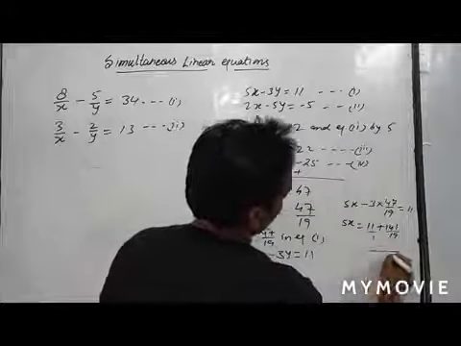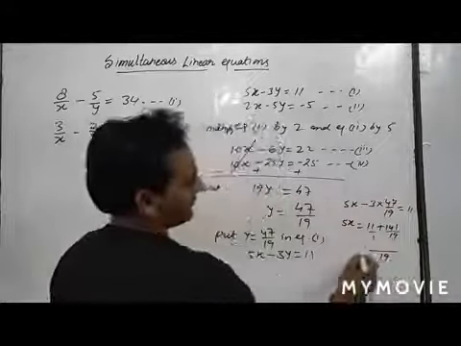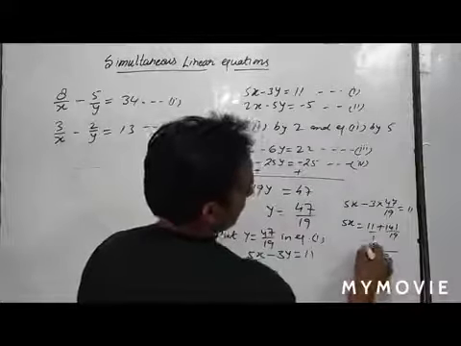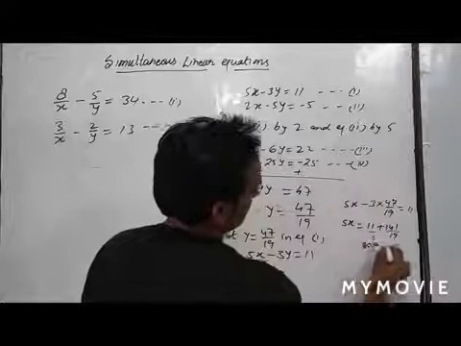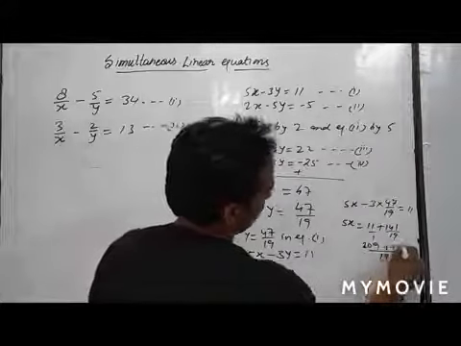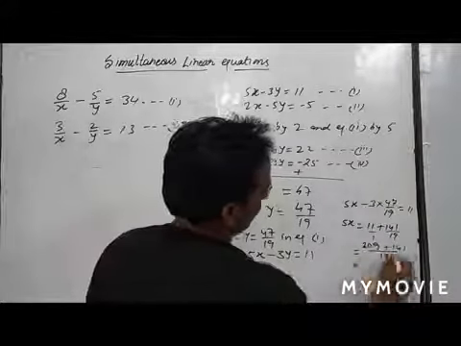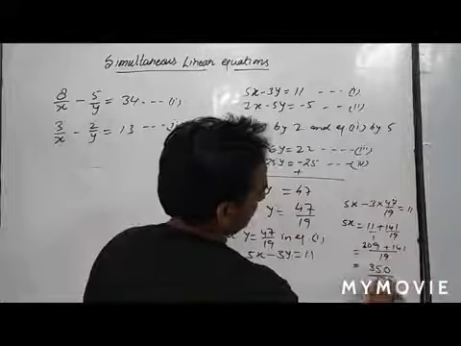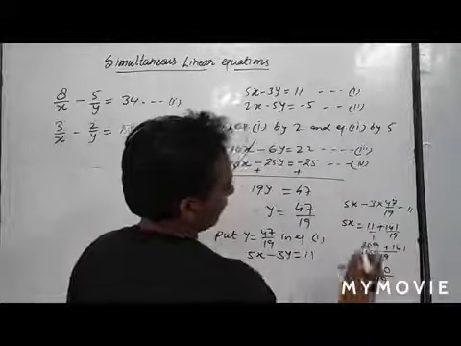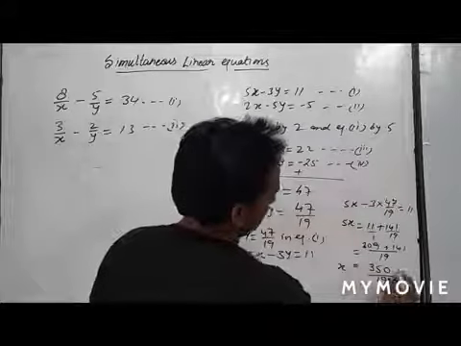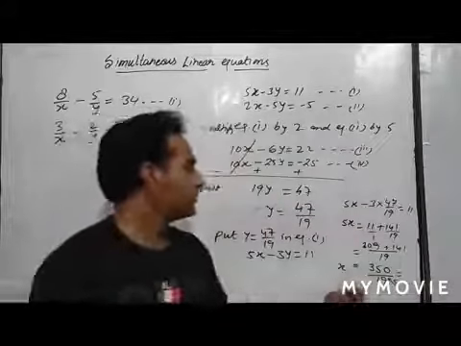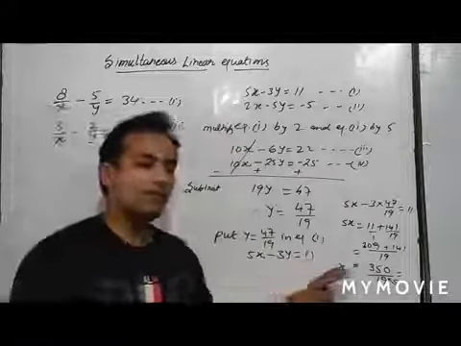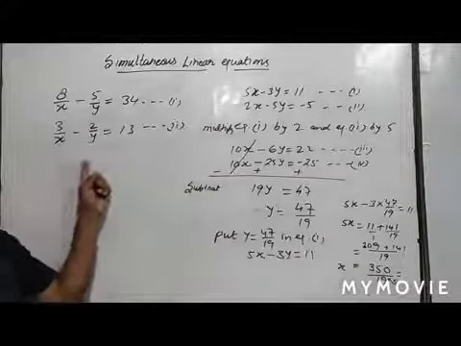We can solve it by taking the LCM. 19 1s are 19, 19 1s are 19, plus 1 20, plus 141. So we will get 9 plus 1 10, 4 plus 1 5, 2 plus 1 3 upon 19, and we have to find value of x, so this 5 will come this side. I hope we can solve it. So this is what elimination method. By the same way, we can solve this question also.